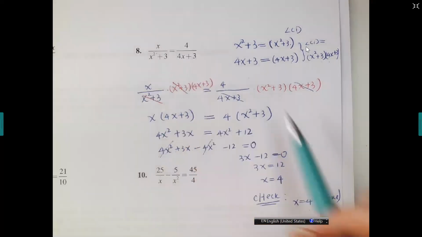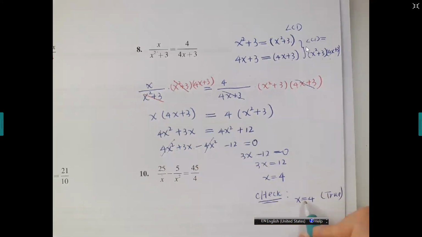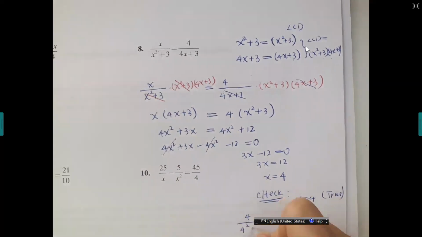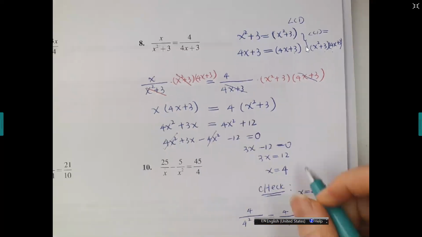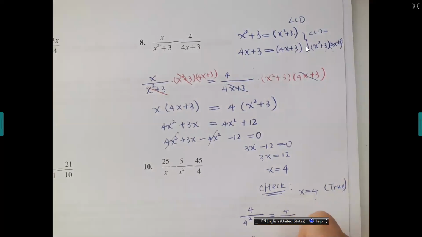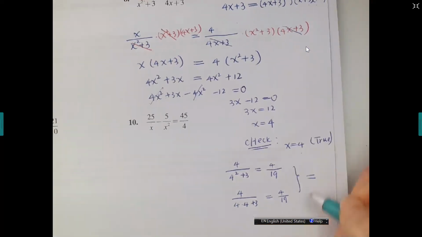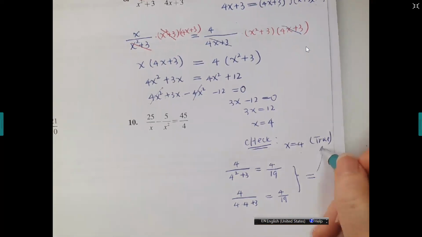The right side equals, let's quickly check this. So plug 4 into the left side, it turns into 4 over 4 squared plus 3 equals 4 over 19. And the right side turns into 4 times 4 plus 3, which is also 4 over 19. And those two are equivalent. Therefore, that is the true solution.